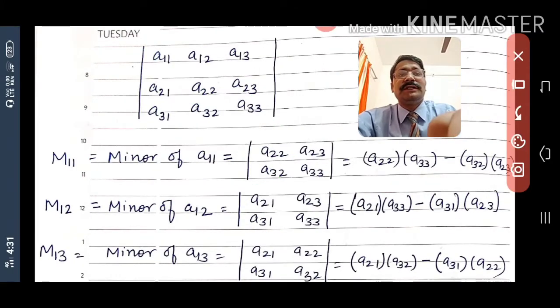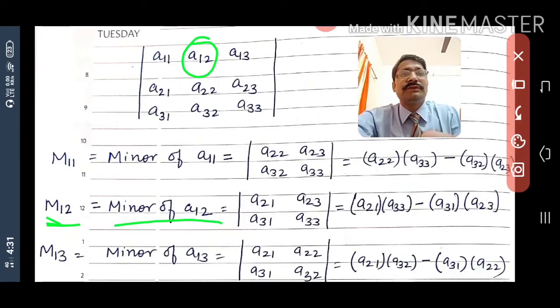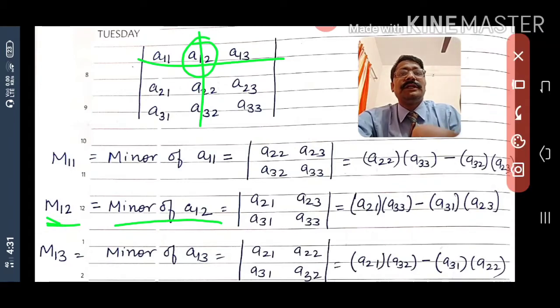So you get a22 times a33 minus a32 times a23. In the same way, we find M12. What does M12 mean? M12 means the first row, second column element. This is a12. You have to find the minor of a12. For a12, the first row and second column will not be taken. The remaining elements are these, which you will write here.